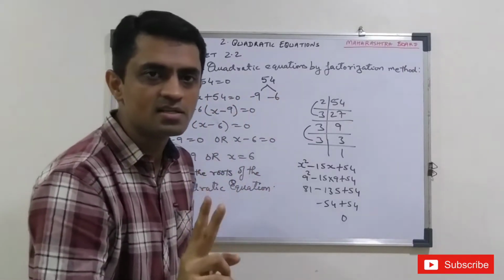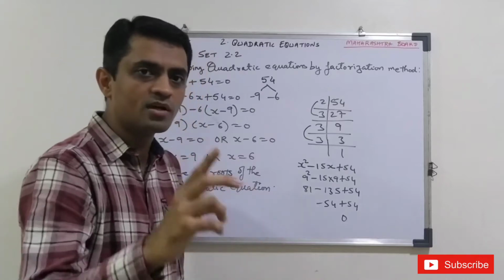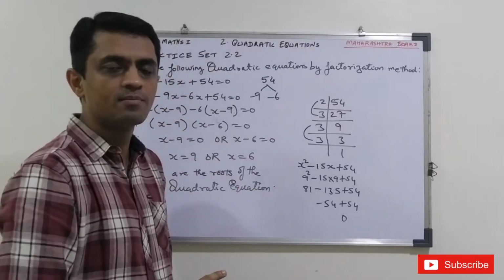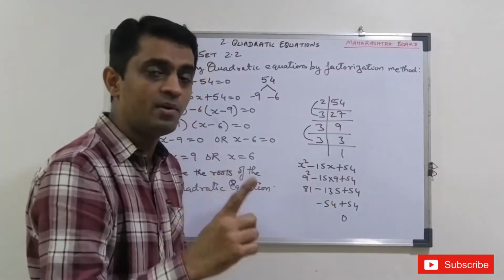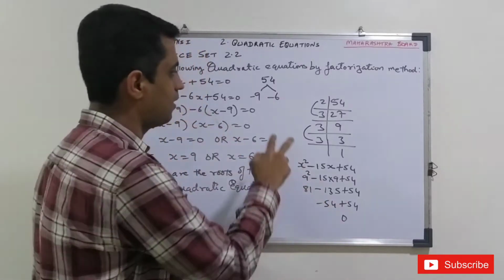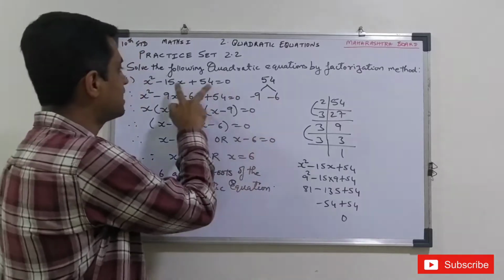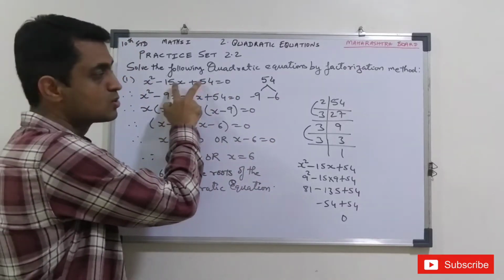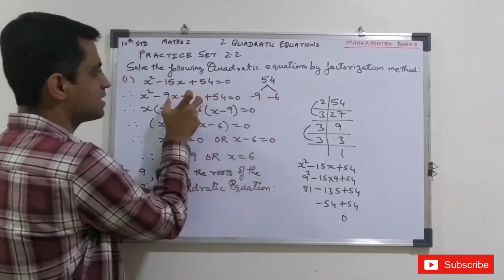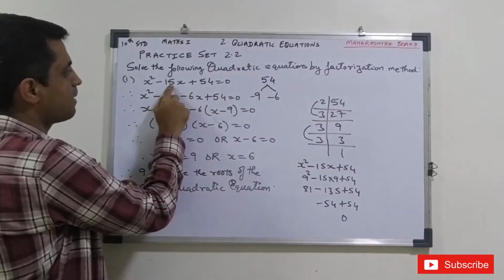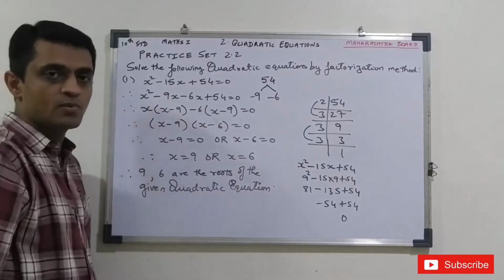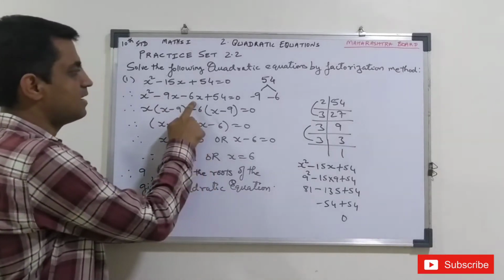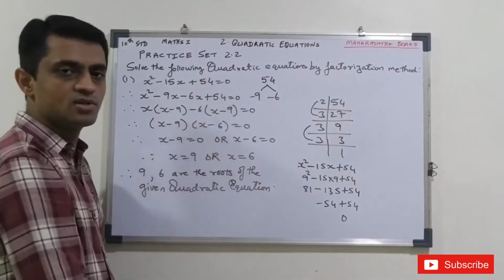So both the conditions are satisfied. Always check that both the conditions are satisfied every time. There can't be multiple pairs of factors, not possible. There will be only one pair of factors which will satisfy this. So in our case, minus 9 and minus 6. Instead of minus 15 we have written minus 9 minus 6. So we got x square minus 9x minus 6x plus 54 is equal to 0.